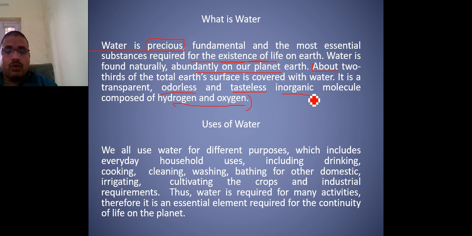Now, these are also important uses of water. As you are aware of these things, you can write them down. There are many uses of water. That includes household uses, like drinking and cooking. Some more household uses are cleaning, washing, bathing. Then there is irrigation, cultivation, crops, and industrial requirements.